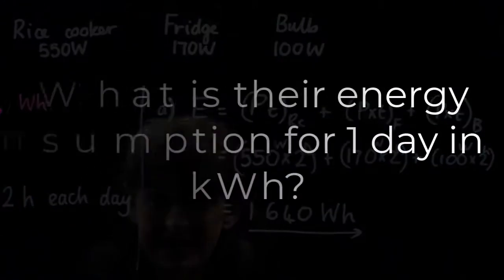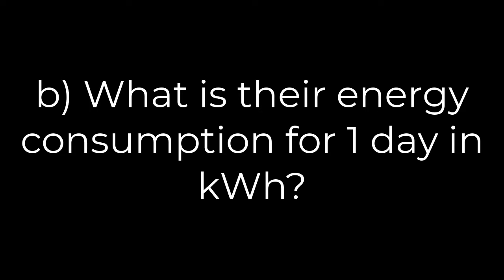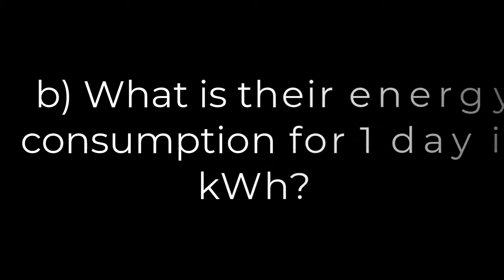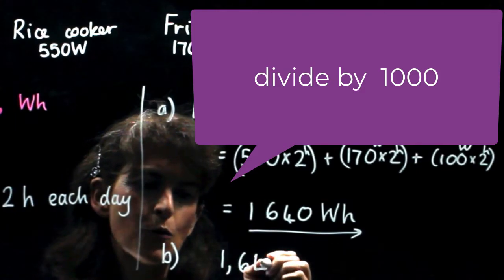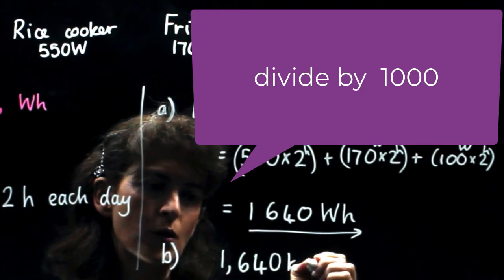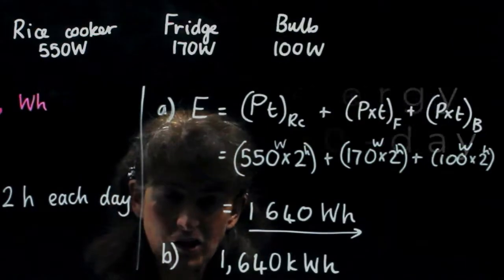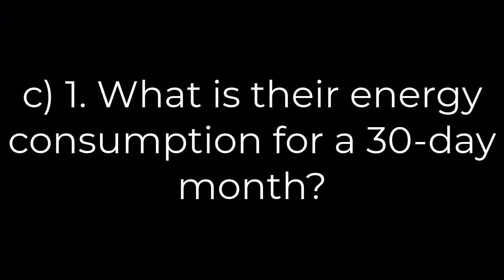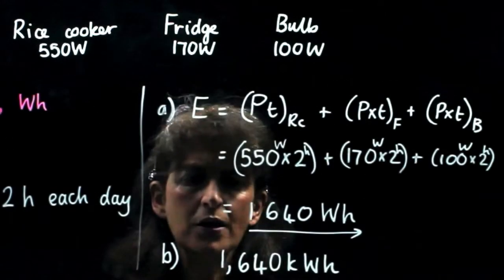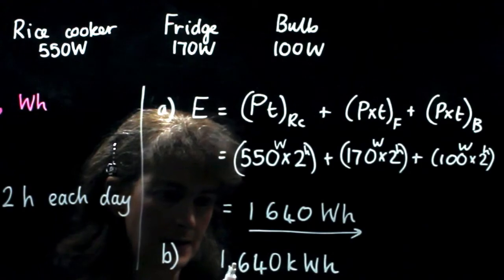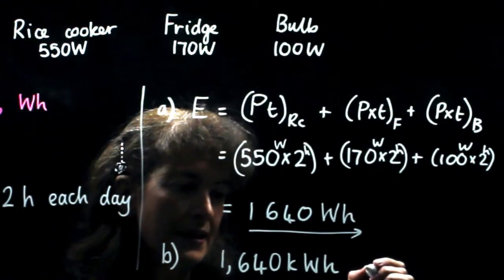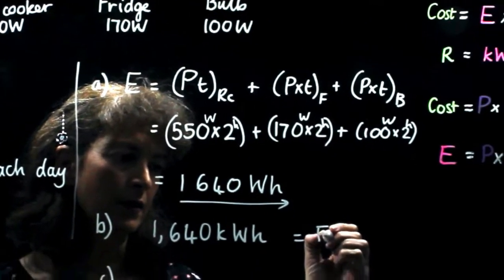The next question says that we need to then convert this into kilowatt hours. We can just simply write it 1,64 kilowatt hours. Question C. How much is the family's energy consumption for a 30-day month? So we know that this is how much they use for 1 day. This is in kilowatt hours. That's the energy consumption for 1 day.